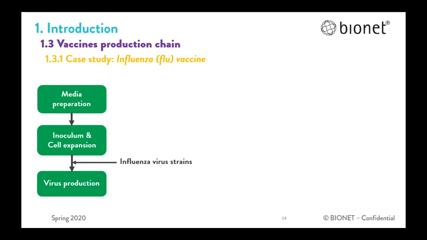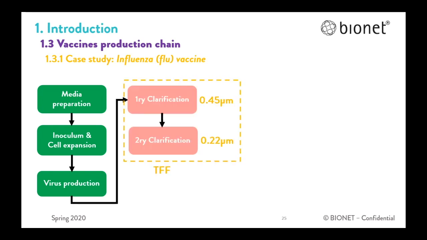After this moment, we can proceed with the harvest. During primary and secondary clarification, host cells and cell debris are separated from the virus of interest by tangential flow filtration, first by 0.45 microns and then by 0.22 microns. At the end, the virus is recovered in the permeate fraction.